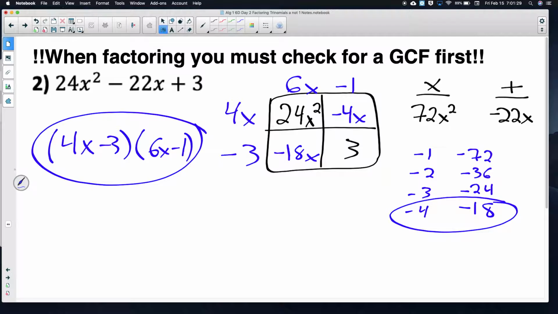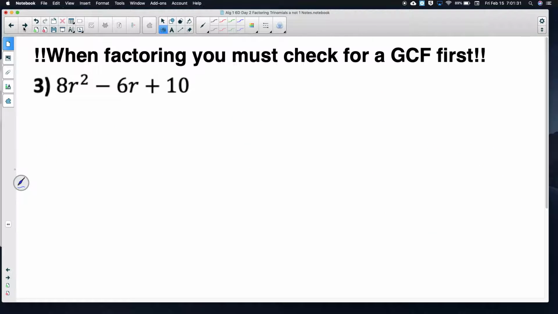Alrighty, let's continue on. Must check for a GCF first. So is there anything in common between 8r squared minus 6r plus 10? Well, you see, they're all even. And so the smallest even number that goes into all of those is 2. So if I factor out a 2, I'm going to be left with 4r squared minus 3r plus 5.